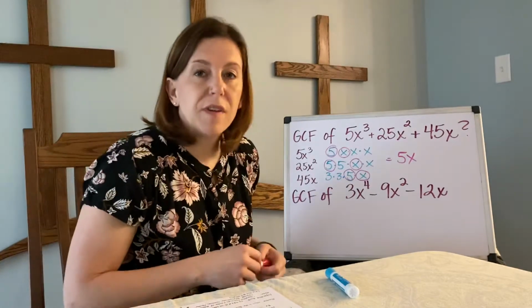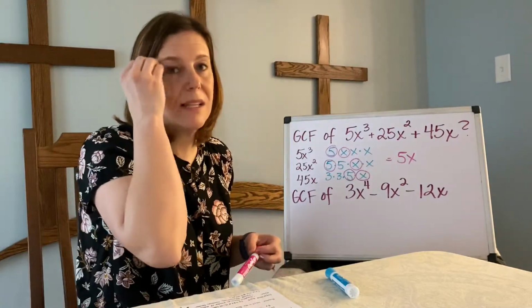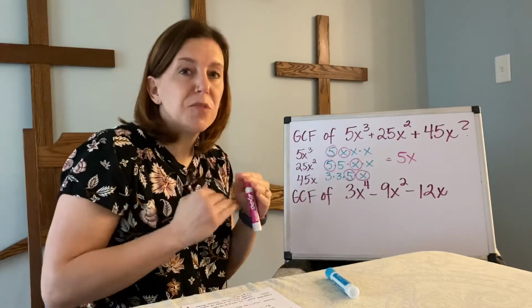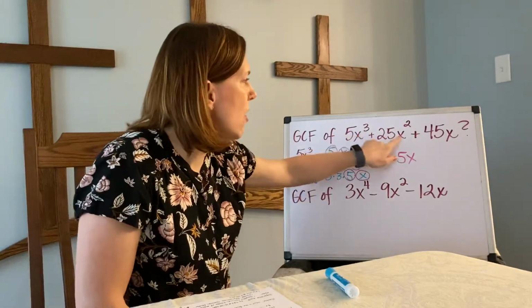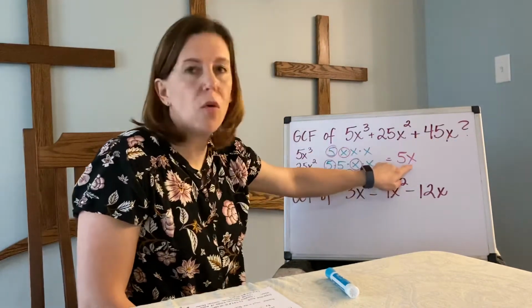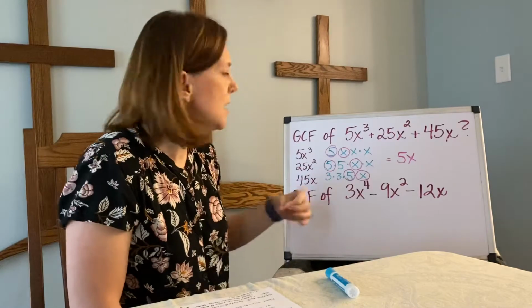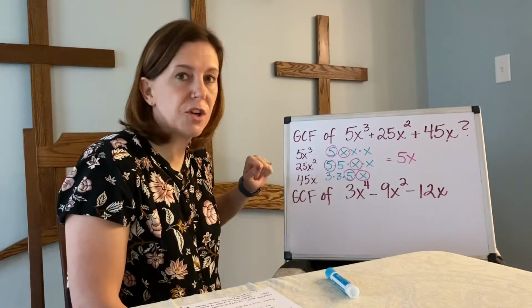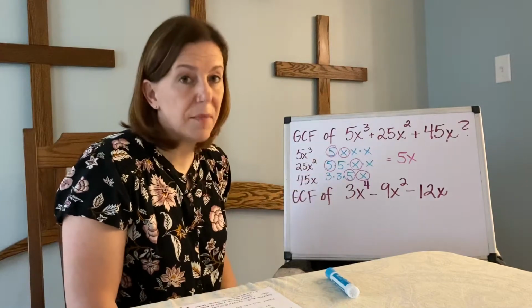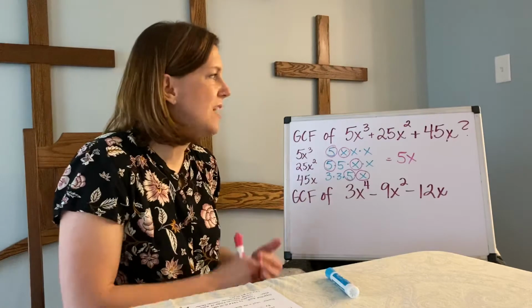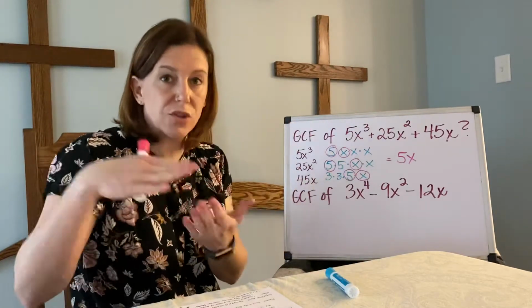When it comes to variables with powers, one of the shortcuts is you take the variable with the lowest power. So if I look at all three of these, the lowest power is my x. That's the only one that I can take from each of it. If I'm having trouble, do the prime factorization of each of the terms and take what they have in common. Okay, so there's my answer, 5x. That's the greatest factor that divides into each of those terms.